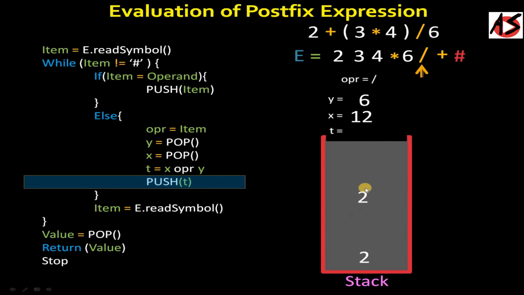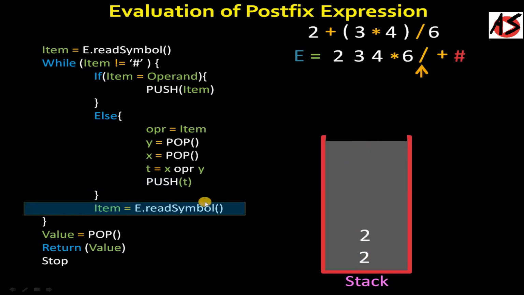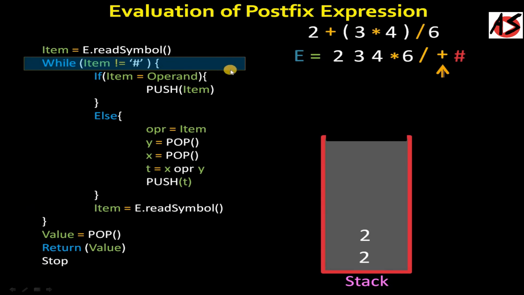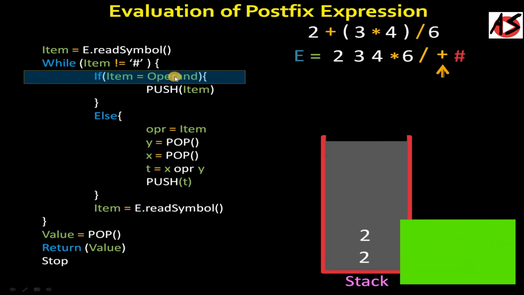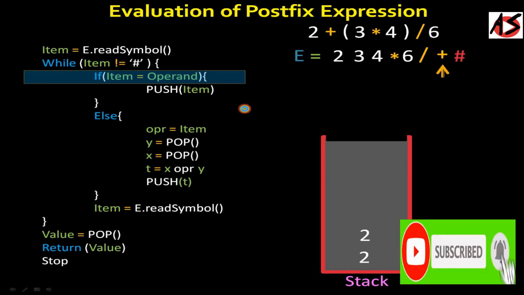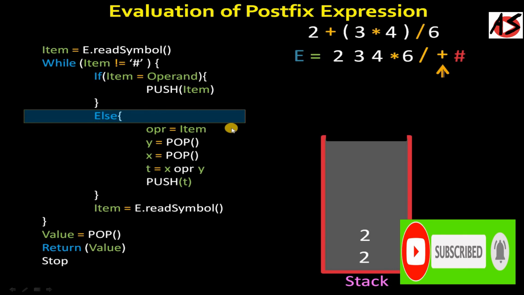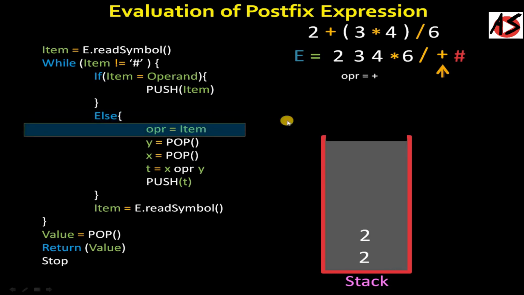Now again we are reading one more symbol and check the while condition. Is it hash? It is not the hash. So condition true. So we are checking the another condition. Item is equal to operand. This is not the operand. It is operator. So we are going into the else part, and from the first instruction we are getting operator is equal to item. So since item is equal to addition, we will take operator is equal to addition.